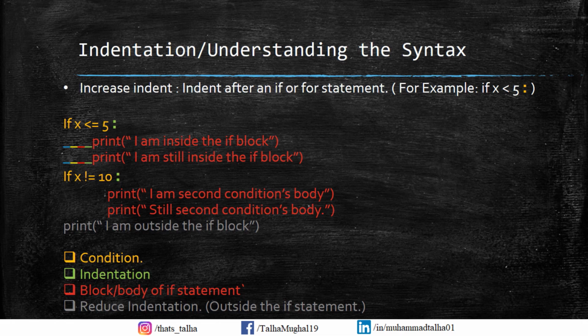The red color shows the body or the block of the if statement, and the gray color is reduced indentation, which means that this statement at the end is not part of the previous condition, because in order to make it part of the previous condition I had to add spaces. But in this line there is no space before the print, so it doesn't make it a body of the previous if condition. This is known as reduced indentation, which also means outside the if statement.